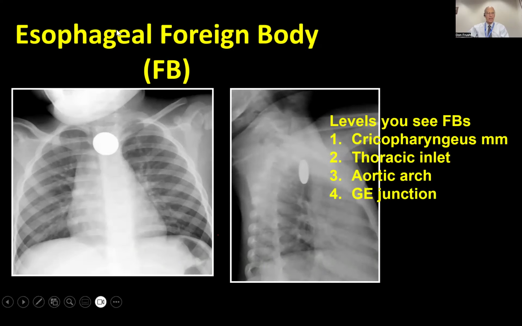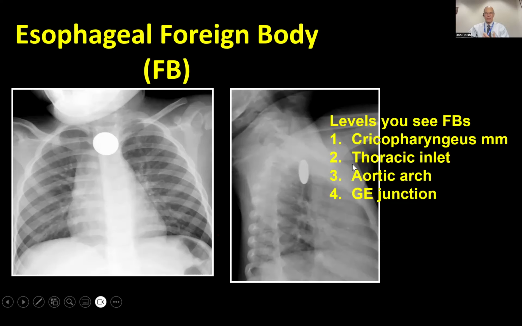Coins. Where do coins get stuck in the chest? They get stuck at the cricopharyngeal level, which is right up here, the thoracic inlet, the aortic arch, and the GE junction. A real typical location, the most common, is the cricopharyngeus here.